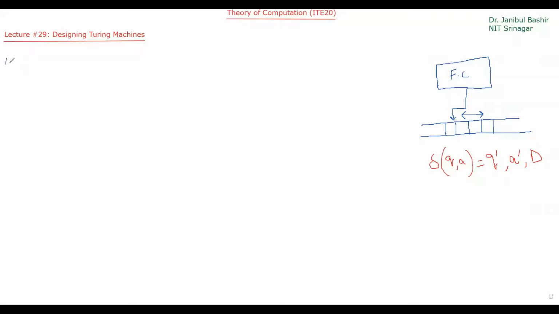So let's consider this particular language. L is equal to 0 raised to the power n, 1 raised to the power n. We know that this language is a context-free language. We already know it. So our aim here is to design a Turing machine for L. What does that mean? We mean to say that we have to design a Turing machine that will accept only those strings that are of this format. This format means that they should start with 0, end with 1, and the number of zeros should be equal to the number of ones. But first there should be only zeros, then there should be only ones. So we have to design a Turing machine for this.